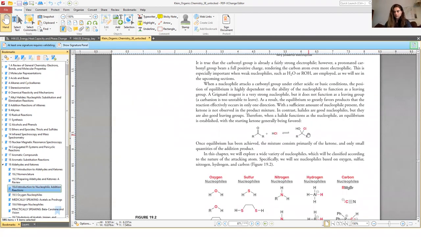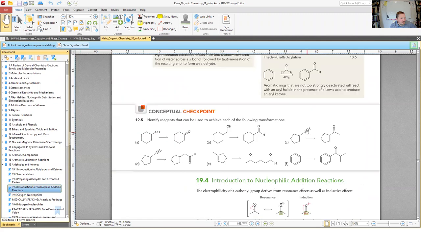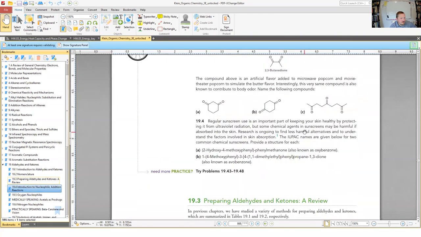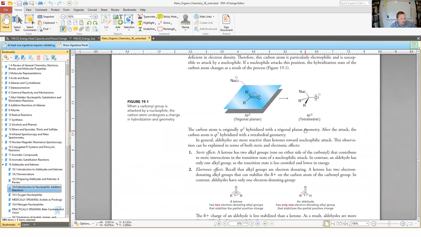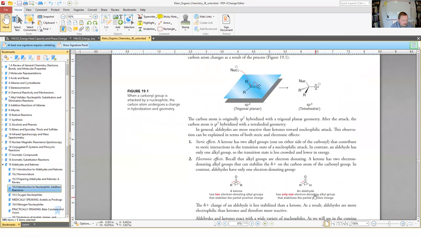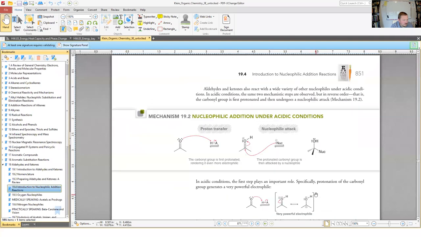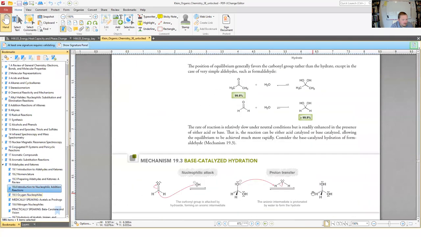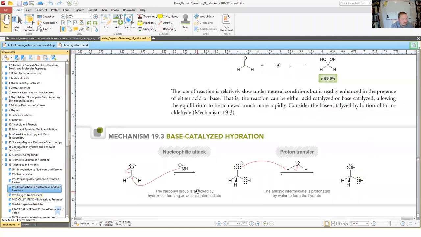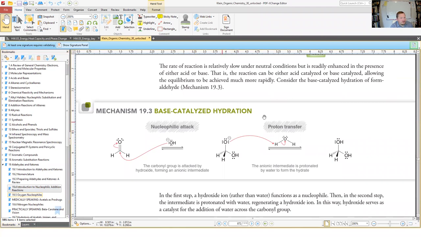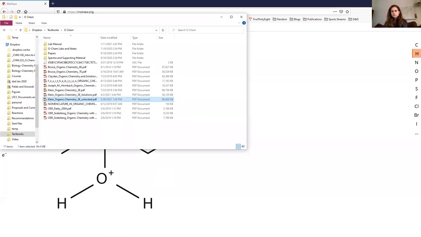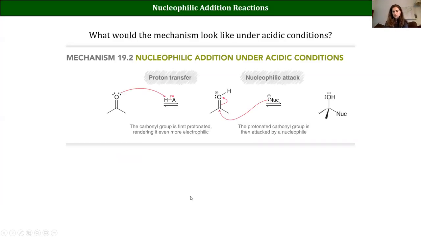Trying to find where that one actually is. It must be back further than I thought. Or it's not explicitly written out in here, apparently. There's base catalyzed hydration, nucleophilic attack first, and then the proton transfer. Okay. Awesome. Thank you. No problem. And I already had it pulled up. Look at that.